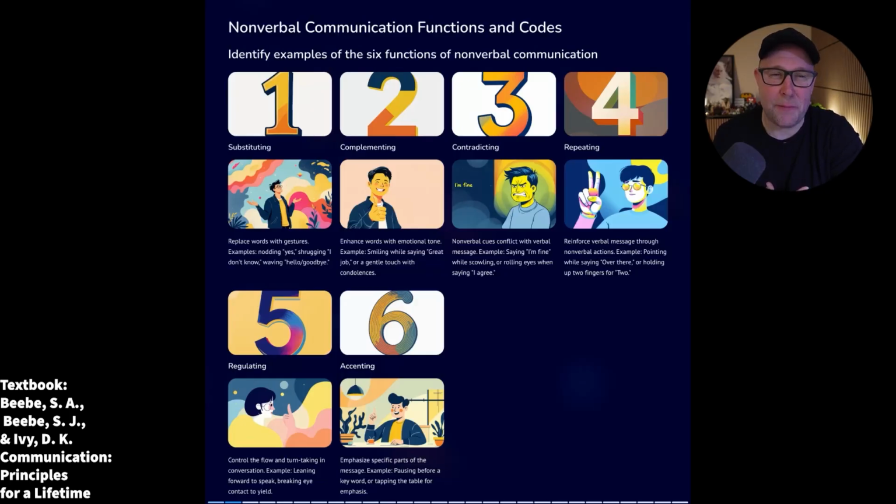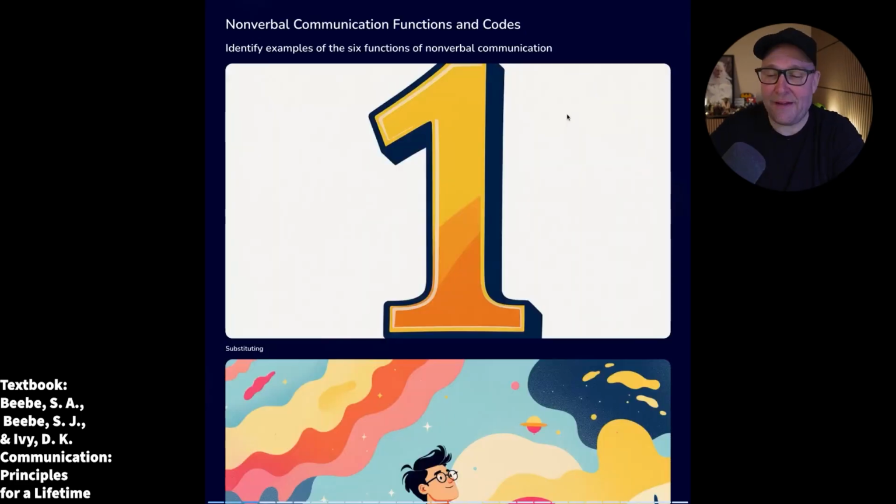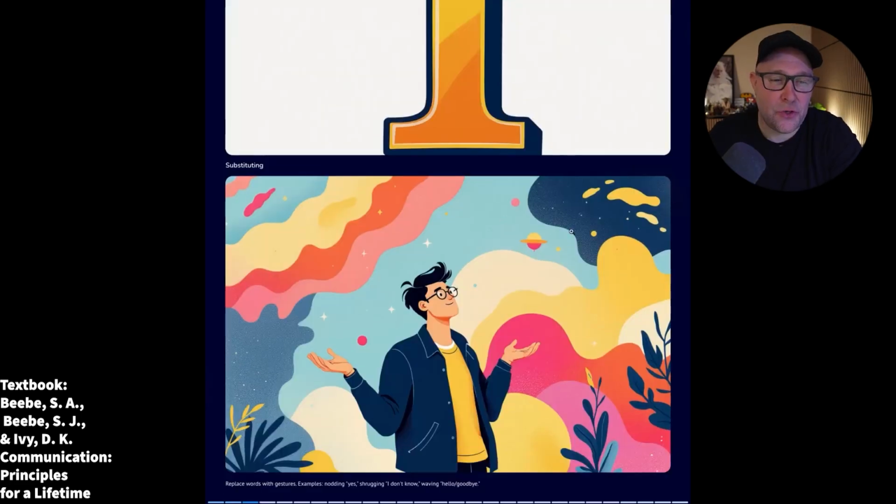Substituting, complementing, contradicting, repeating, regulating, and accenting. So first we have substituting. And substituting is when you replace words with gestures. For example, nodding yes, or shrugging I don't know, or waving hello or goodbye.